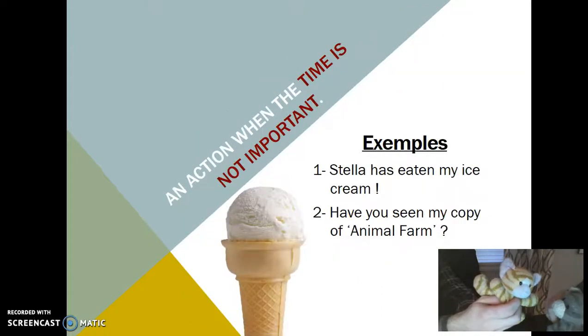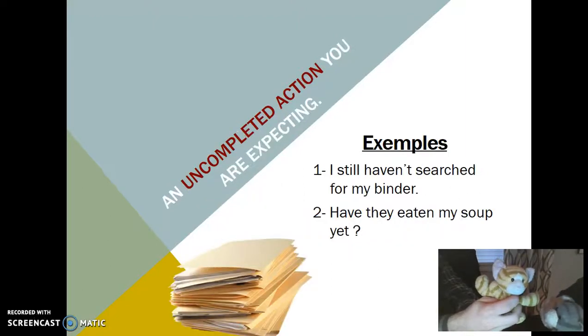An action when the time is not important. Stella has eaten my ice cream. Oh, that's not fun. For an action that is incomplete that we are expecting. We still haven't searched for my binder.